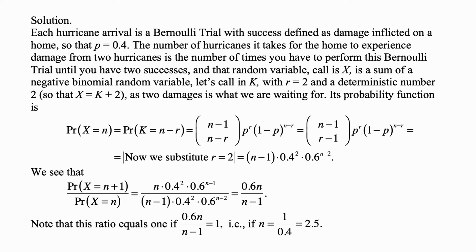And we substitute r equal to 2, so this becomes n minus 1 times 0.4 squared times 0.6 to the n minus 2. And we see that the ratio of the probability at x equal to n plus 1 over the probability at x equal to n is n times 0.4 squared times 0.6 to the n minus 1 over n minus 1 times 0.4 squared times 0.6 to the n minus 2. So it's 0.6 n over n minus 1. And this ratio equals 1 if n is equal to 1 over 0.4, and that's equal to 2.5.